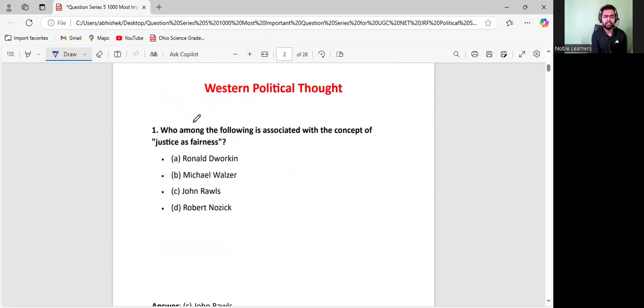Question number 1 says, who among the following is associated with the concept of justice as fairness? The correct answer is John Rawls, because John Rawls, for the first time, wrote an article called Justice as Fairness. Later on, he gave the theory of justice, which is very famous. He wrote that book, A Theory of Justice, in 1971, and all contemporary theory, whether communitarianism or multiculturalism, revolves around his theory of justice.